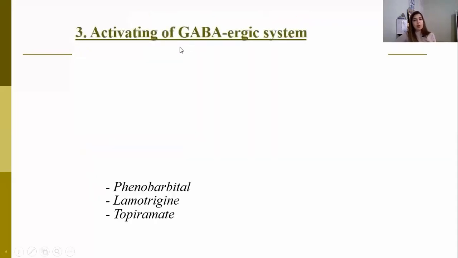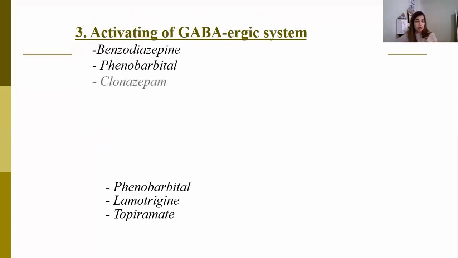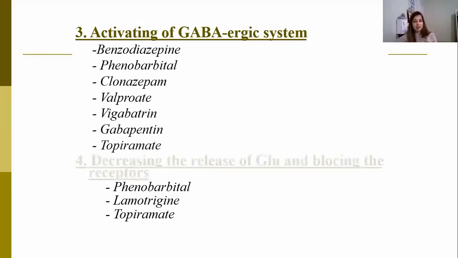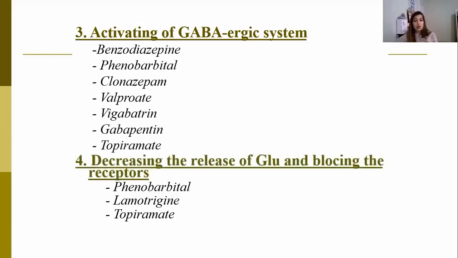Okay, what else? As we said, the GABAergic system plays the role of inhibitory system in case of epilepsy. So we need to activate it to restore the balance again. Yes, you remember that. So which drugs? Already known benzodiazepines, already known phenobarbital, yes, barbiturates and benzodiazepines, clonazepam also, and our favorite valproate, and also vigabatrin and gabapentin, and topiramate. So these drugs will restore the balance.